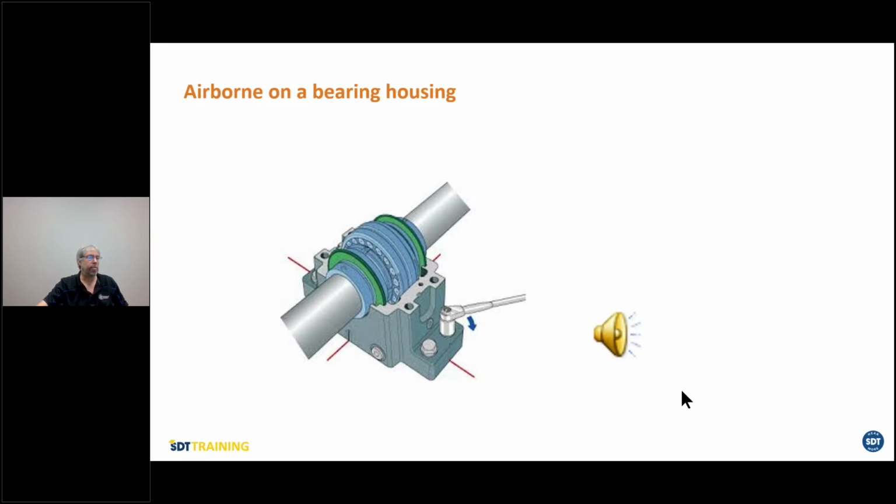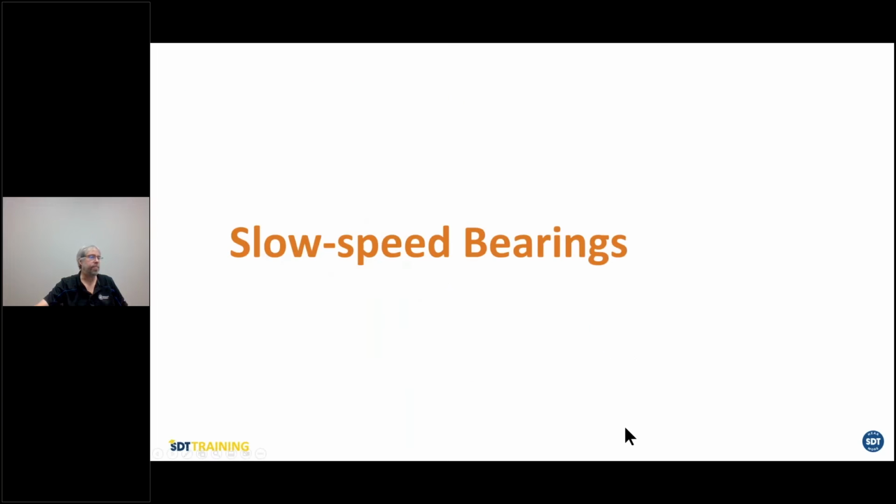This is with a flex sensor. I've heard on a few occasions where I can just walk around with my stick. Oh, look, I'm hearing something in here, and there's a defective bearing just with an airborne sensor. Very practical, very easy. You don't have to have all kinds of people know how to do this. Either it does or it doesn't.